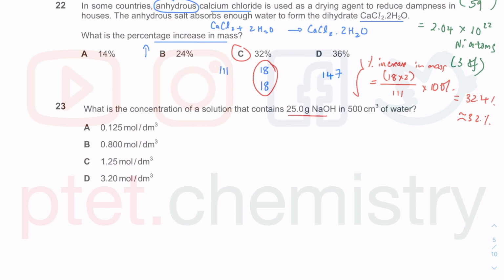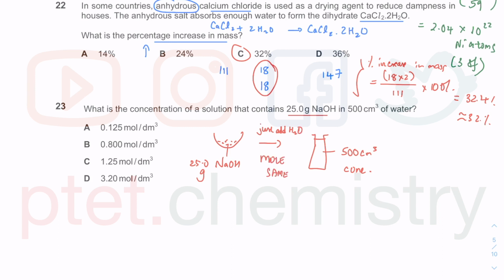Question 23. So you're talking about the masses of NaOH. If you remember, we make a stock solution. So you have NaOH solid, 25.0 gram, and then now you have solution. You put it in 500 cm cube of distilled water, obviously, but you don't know the concentration. Just add water. When you just add water, your mole is the same because everything from the solid goes into the solution that you're making up. So the mole of the solid is equal to the mole of the solution.